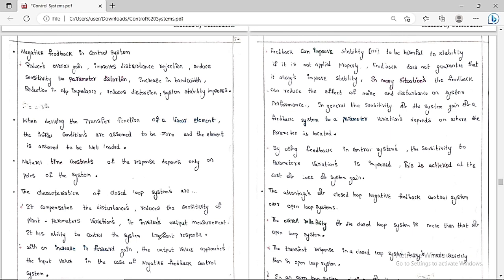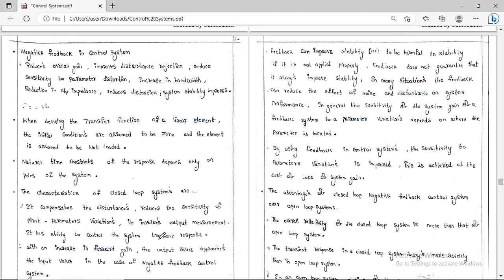Feedback does not guarantee that it is always going to improve the stability. In many situations, feedback can reduce the effect of noise as well as disturbance on the system performance. In general, the sensitivity of the system gain of a feedback system to parameter variations depends on where the parameter is located. So finally, feedback can improve the stability or decrease the stability if it is not applied properly. If you apply negative feedback, the effect of noise is reduced, and the disturbance of the system is also reduced.